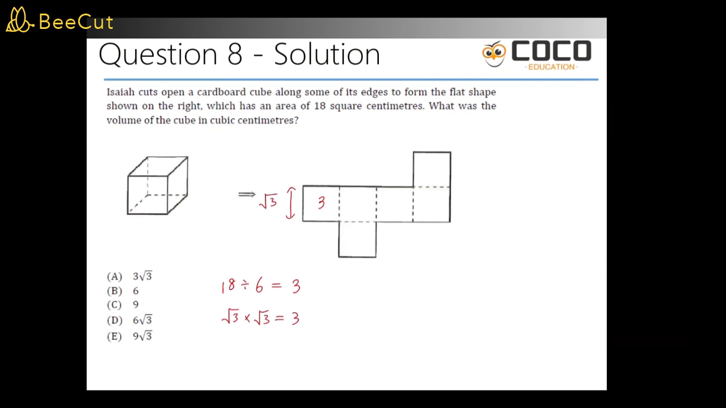Now we find the volume. Volume is square root 3 times square root 3 times square root 3, which equals 3 times square root 3. So the answer is A.